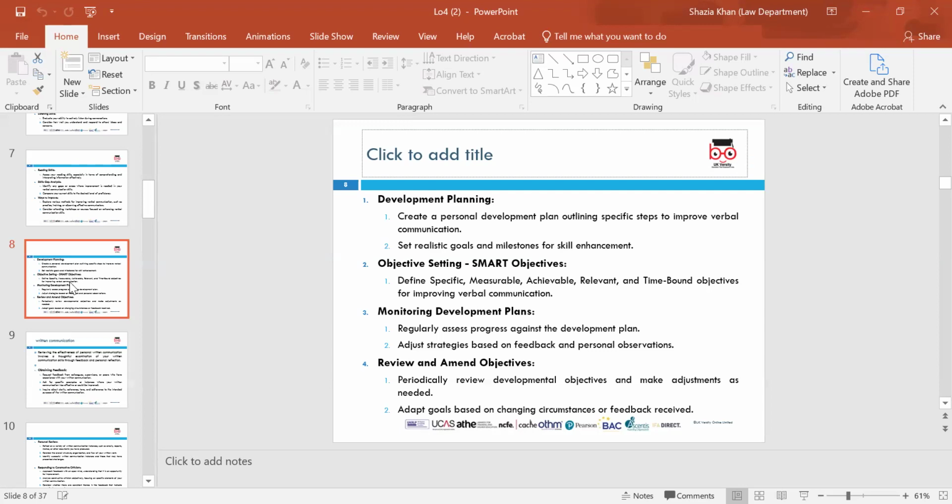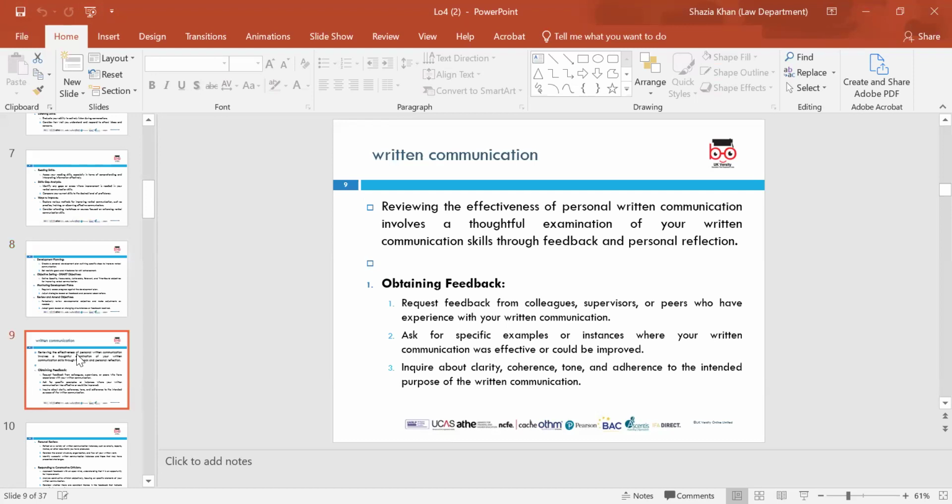review and amend objectives, periodically review developmental objectives and make adjustments as needed, adapt goals based on changing circumstances or feedback received. So the feedback you receive, you need to adapt your goals in regards to it, because the feedback may be positive or negative. So your goals must be able to reflect the feedback you've been given.